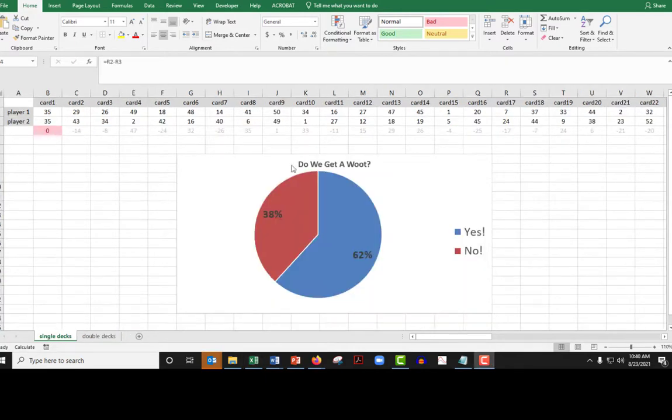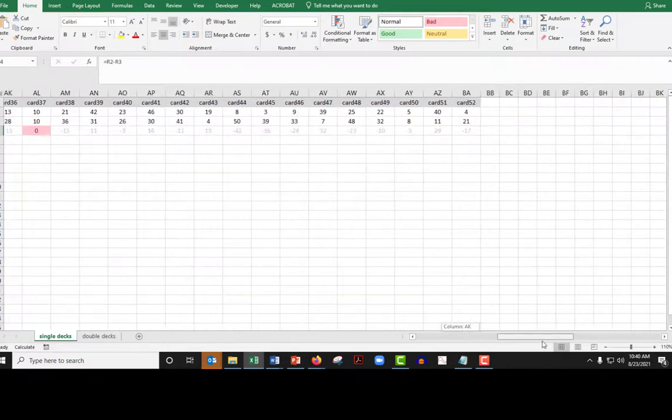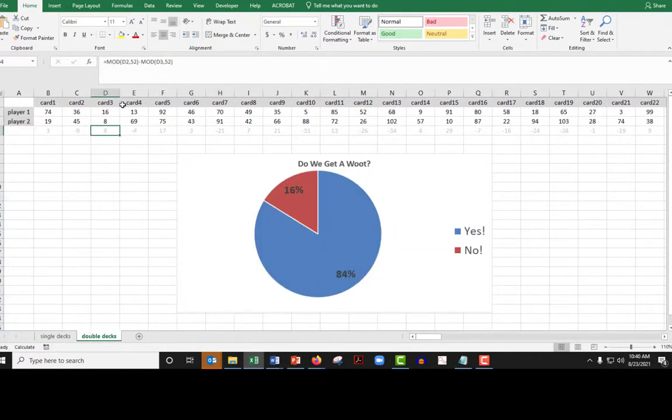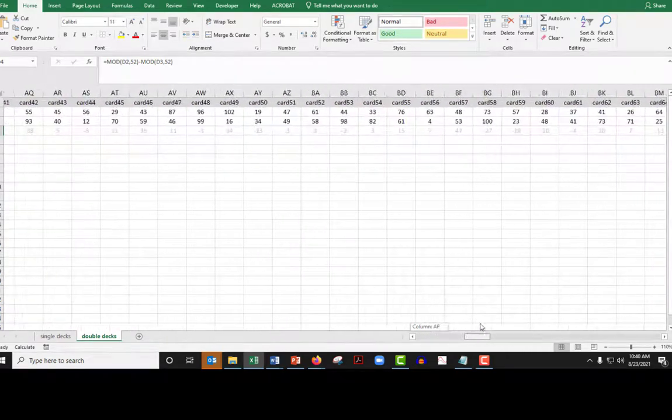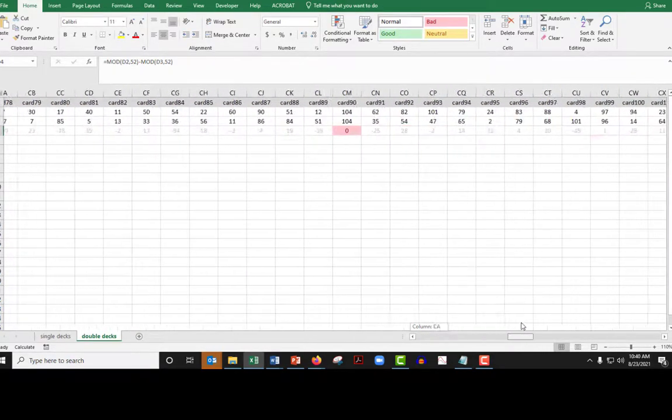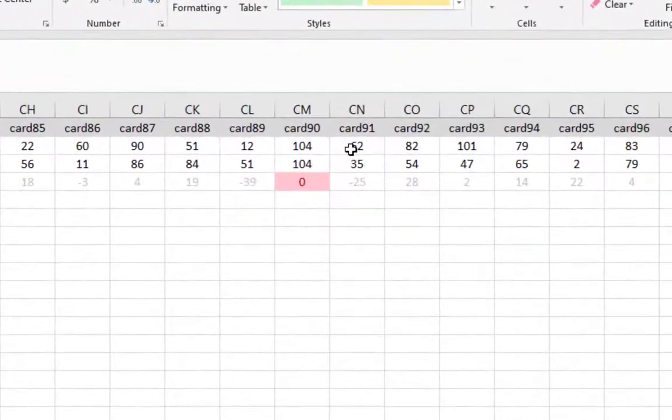So I created a second spreadsheet. This is the one with the single deck. So this has 52 cards in each deck. And then this one over here is double deck. So this one you have 104 cards mixed together. And they're numbered all the way up through 104. I don't know if you can see those right there. Oh, actually, that's kind of fun. In this particular one, card 104 was the match.